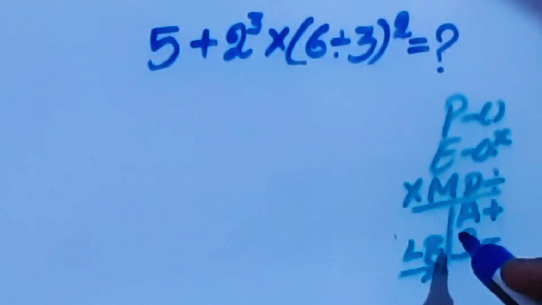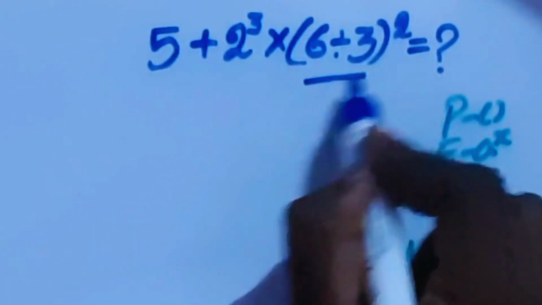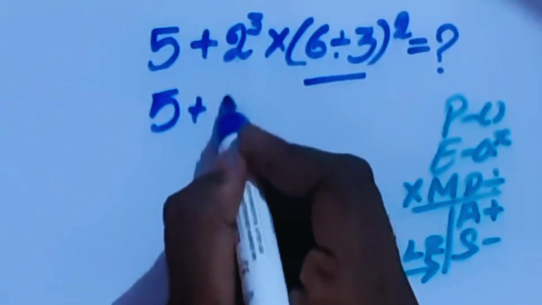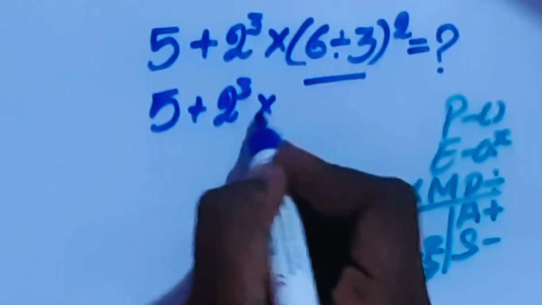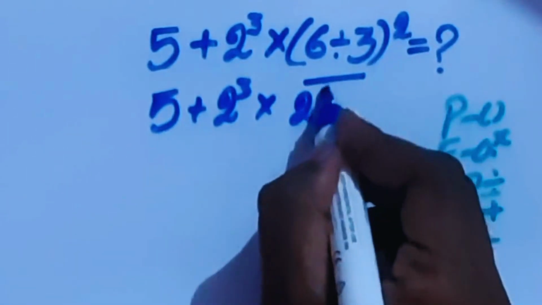Here as per this order of operations PEMDAS, the first priority is bracket. Here we have a bracket, so we have to do this bracket before this operation. Here 5 plus 2 power 3 times bracket 6 divided by 3 is 2, power this 2.